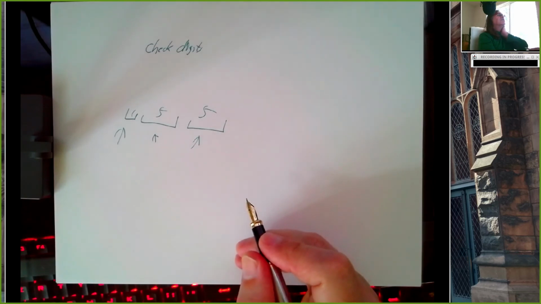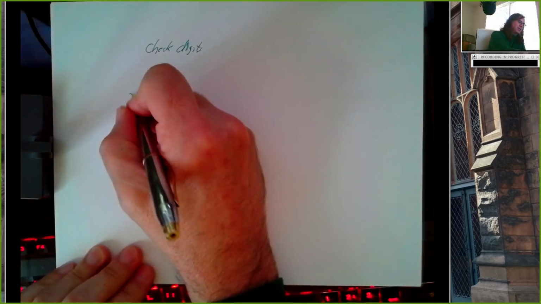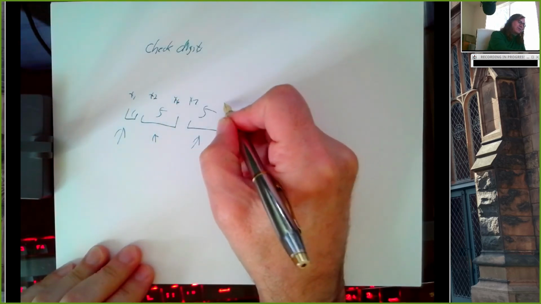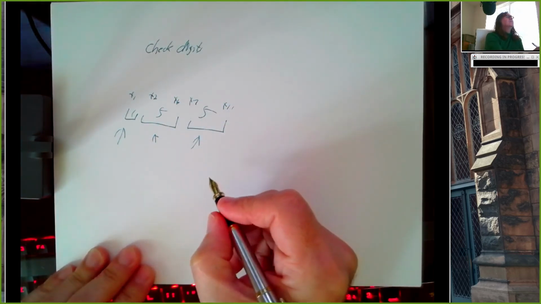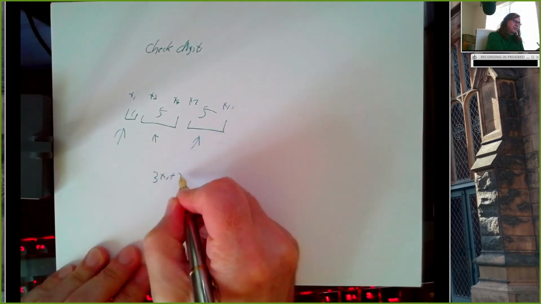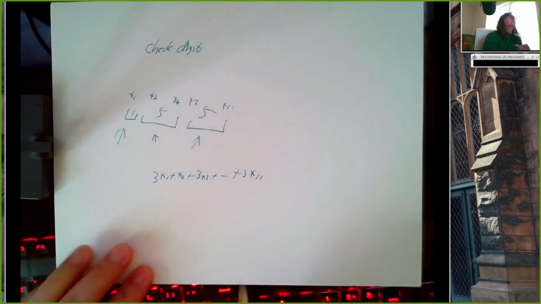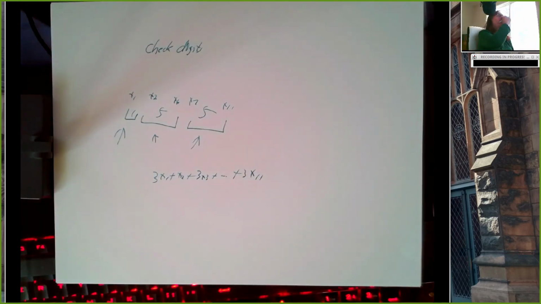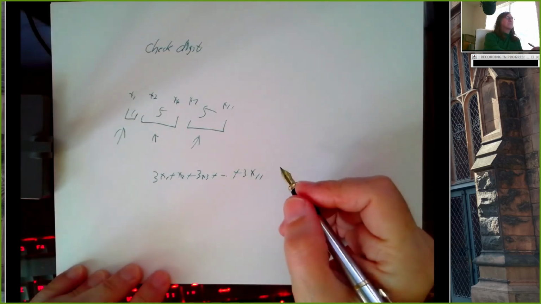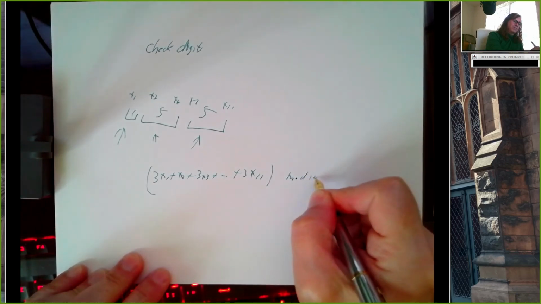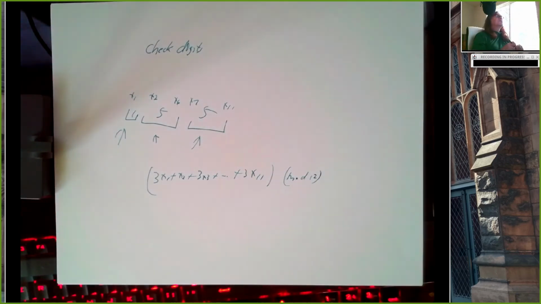And the way you generate a check digit, if we call these X1, X2, X3 through X11, you basically do 3x1 plus x2 plus 3x3, all the way up to x11. And then there's an extra check digit. So take this, and I think you just do it mod 12, and that should give you the check digit.